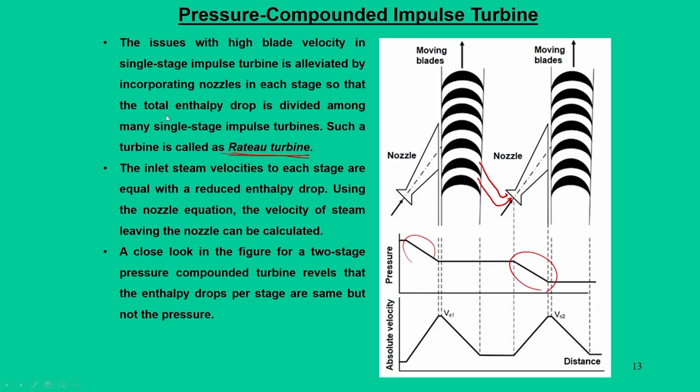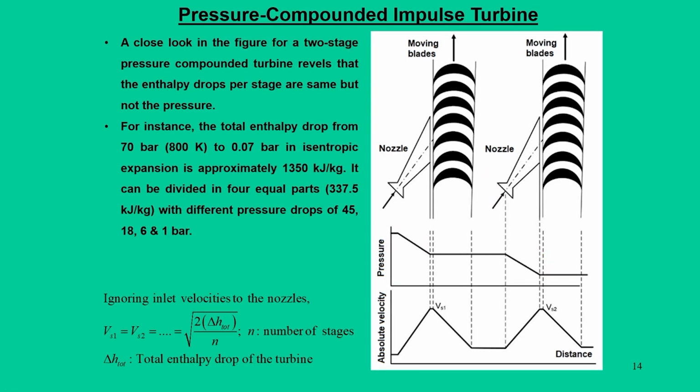Here it says that the total enthalpy drop is divided among many single stage impulse turbines. The inlet fluid velocity to each stage is equal, with a reduced enthalpy drop, and we can find this from this figure. I have already explained that the enthalpy drop for the stages is the same, but not the pressure. Now, to give more emphasis on how you need to think in realistic numbers, suppose you have steam at about 70 bar, 800 Kelvin, and it has to be expanded to a condenser pressure of 0.07 bar, which carries about this much enthalpy.